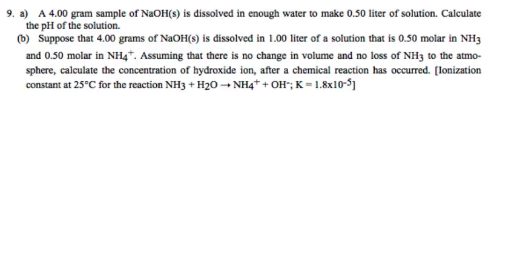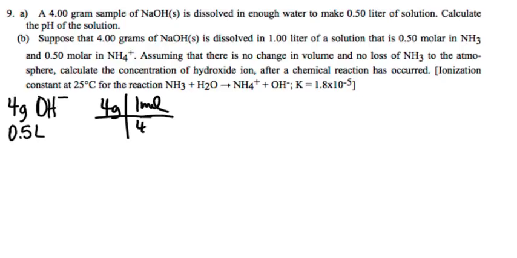Bam. Number 9. A 4-gram sample of NaOH, so 4 grams of base invader, is dissolved in enough water to make 0.5 liters. What's the pH? It's easy. Classify: strong what? Strong base. How do I find the pH of a strong base? Negative log of the concentration. How do I find concentration? 4 grams. For every 1 mole, I have 40 grams. So that's equal to 0.1 moles of NaOH.